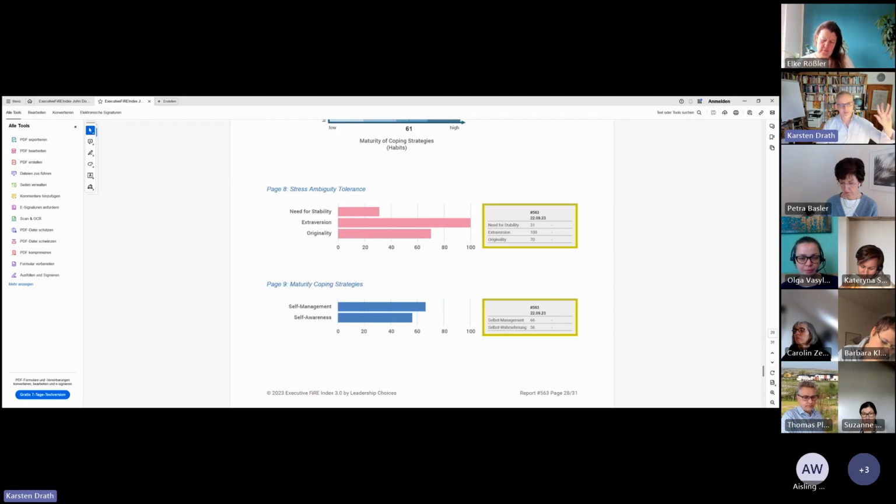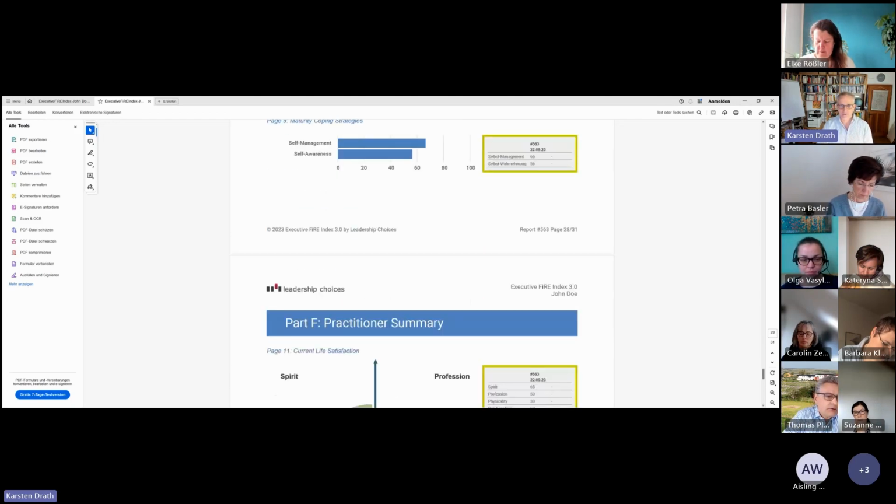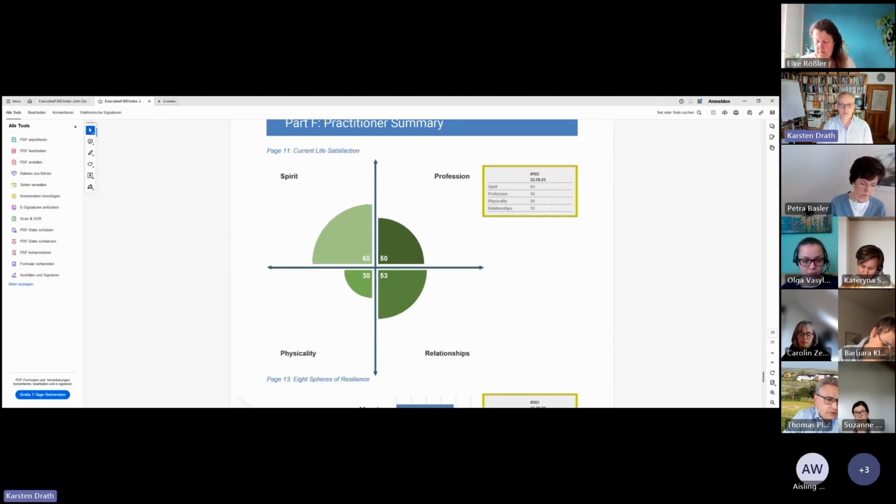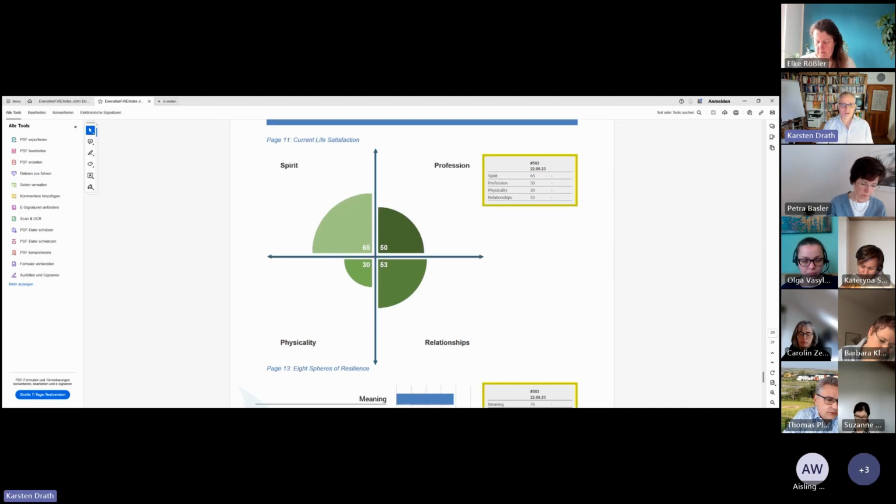So again, from a resilience perspective, very, very strong on the trait side, can't get much stronger. Leadership perspective, question mark. And role model perspective, coping strategies, not very good as a role model, right? So what about life satisfaction? Different picture. What we see is profession, well, not as bad as before, but also not great.